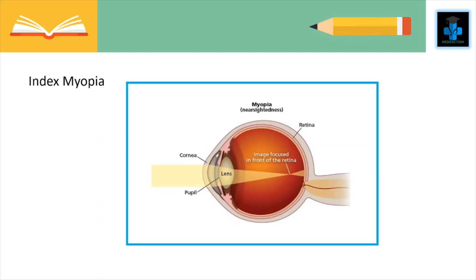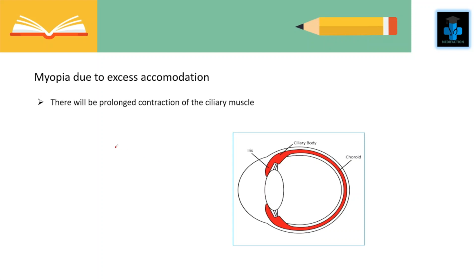Next we have index myopia. This results from an increase in the refractive index of the crystalline lens, and this may be associated with nuclear sclerosis. Next, we have myopia due to excess accommodation. This occurs in patients with spasm of accommodation, where there will be prolonged contraction of the ciliary muscle.